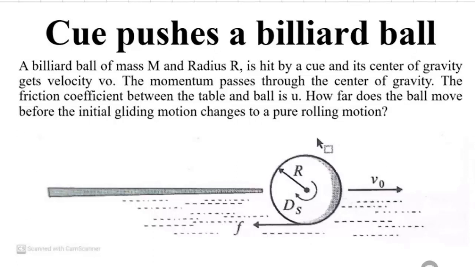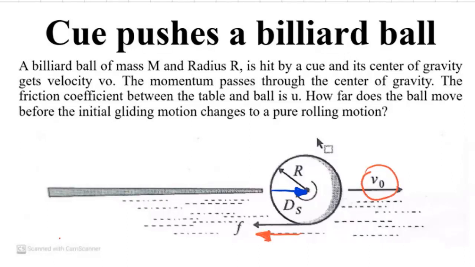Okay guys, let's see what's going on here. Initially, we can see that the cube hits the ball just at the center of it. So the ball is hit at its center, and the momentum passes through the center of mass. We know this is a solid ball and the center of mass is just in the geometrical center of the ball. The friction force goes in the opposite direction of the motion, right? And the velocity that the ball gets when it's hit by the cube is v0.